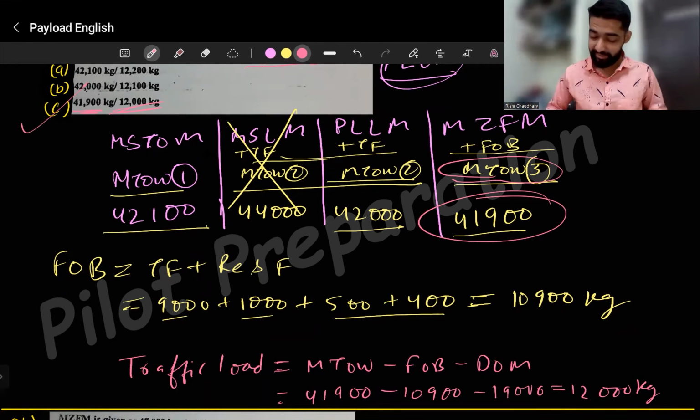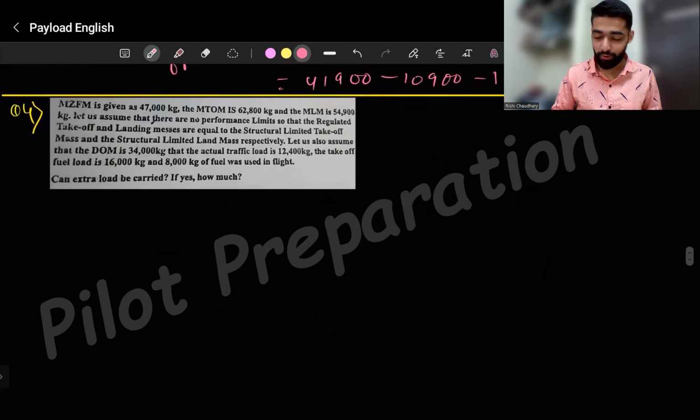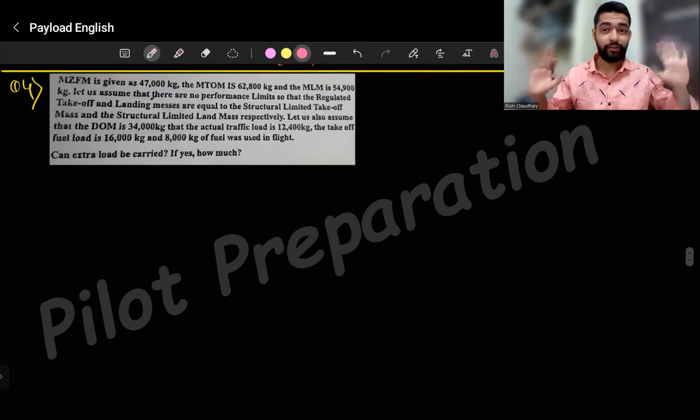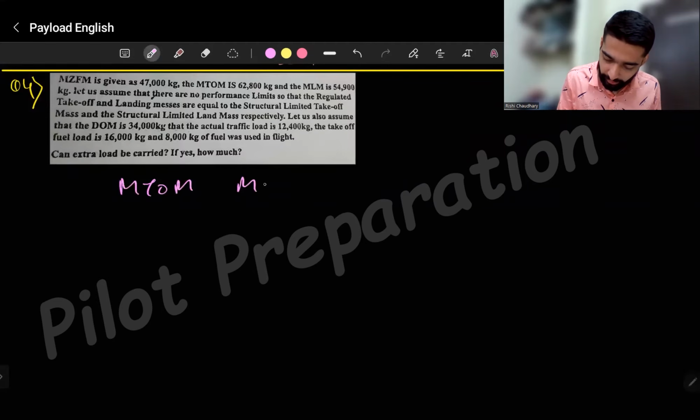Okay, now let's go to question number 4. Again, I'm very excited for question number 4 because it looks very fancy again. MZFM is given as 47,000 kg, MTOM is given as this, and MLM is given. So what I will first do, I will first write these things as MTOM, MLM, and MZFM. Correct?